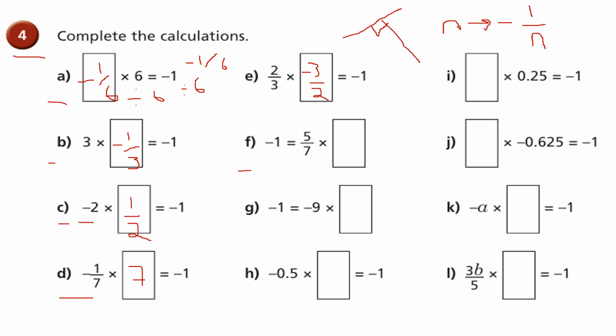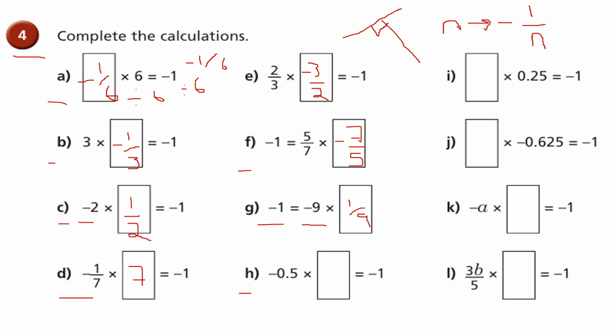Part F, -1 equals 5/7 times -7/5. Again, if you're unsure, guys, pause it and double check my answers. When you multiply fractions, you multiply top by top, bottom by bottom. Part G, -1 equals -9 times 1/9. -9 lots of 1/9 is -1.